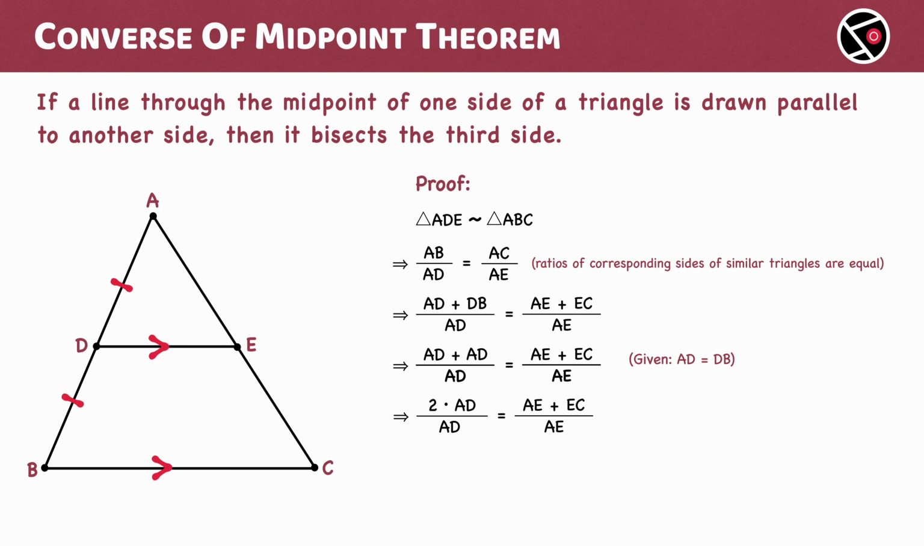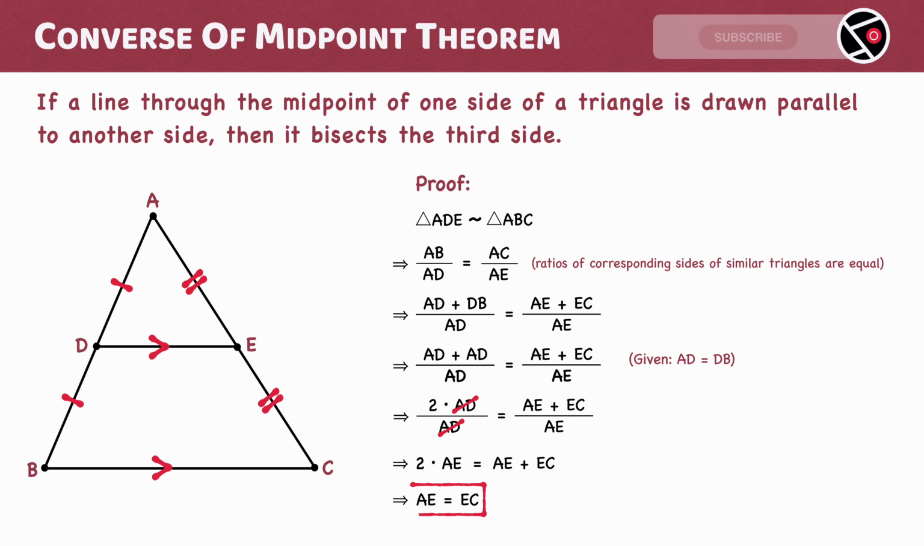Cancelling out AD from numerator and denominator, we get 2AE equals AE plus EC or AE equals EC. With this, we have proven the converse of midpoint theorem.